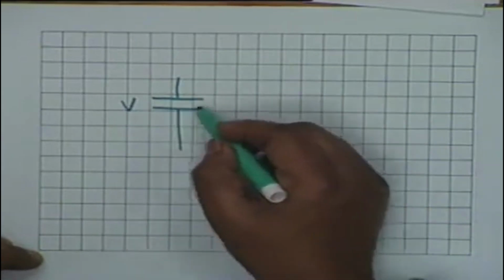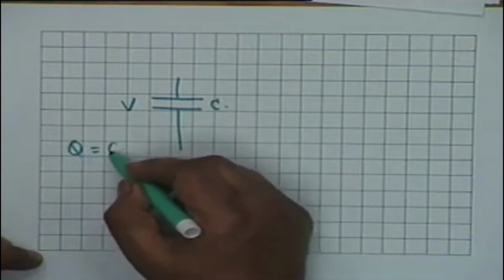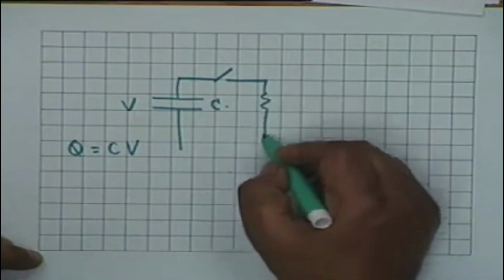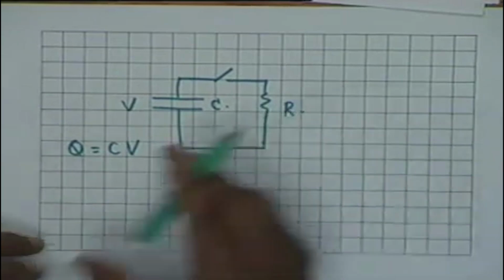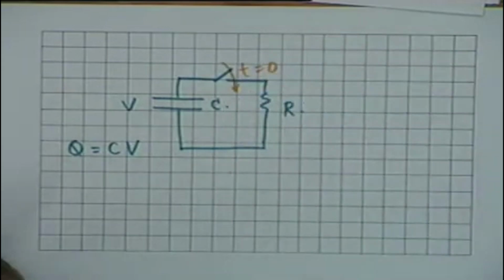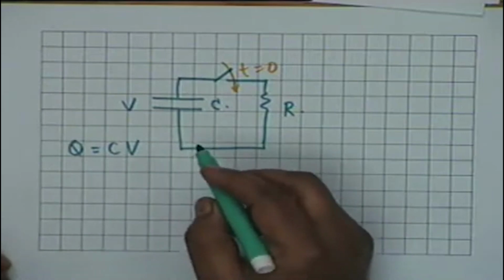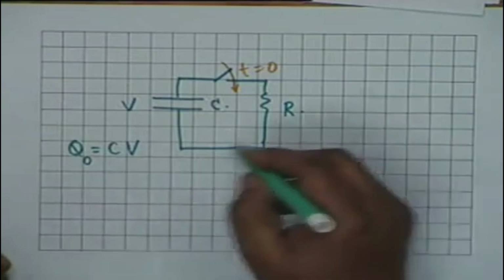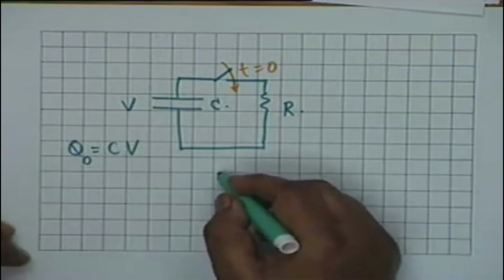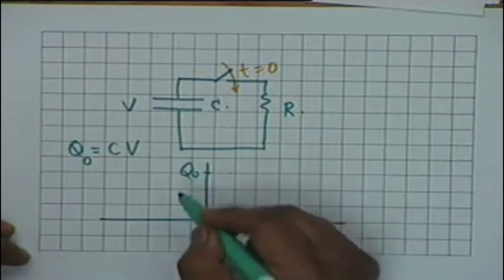Alright, a capacitor C which is charged to a voltage V, so the charge in the capacitor shall be equal to C times V. Let's have a switch here and a resistance here R. The switch is closed at t equal to 0. At t equal to 0 minus, the charge is Q. Let's call this Q0. Q0 is the charge on the capacitor at t equal to 0 minus.